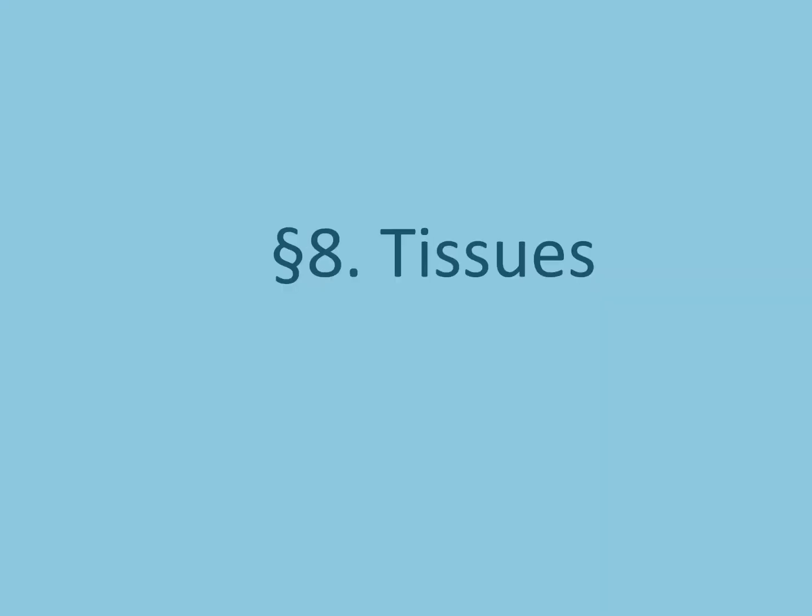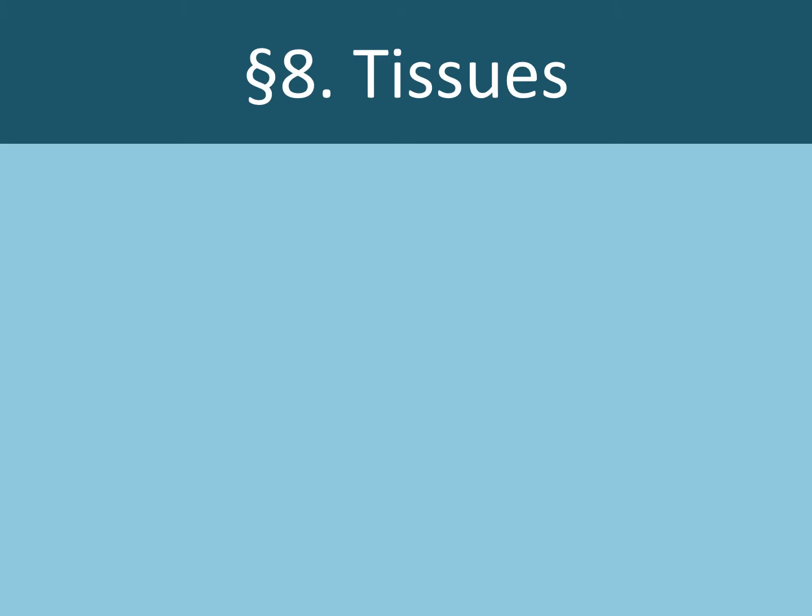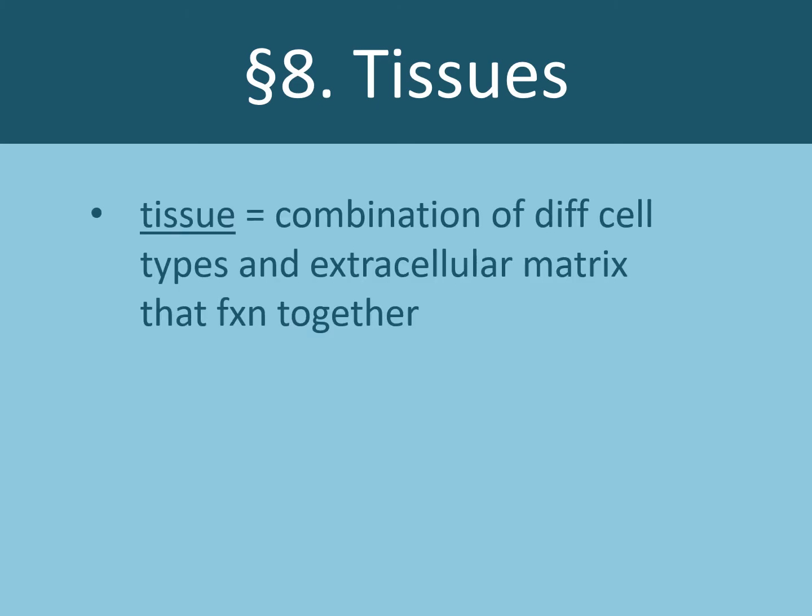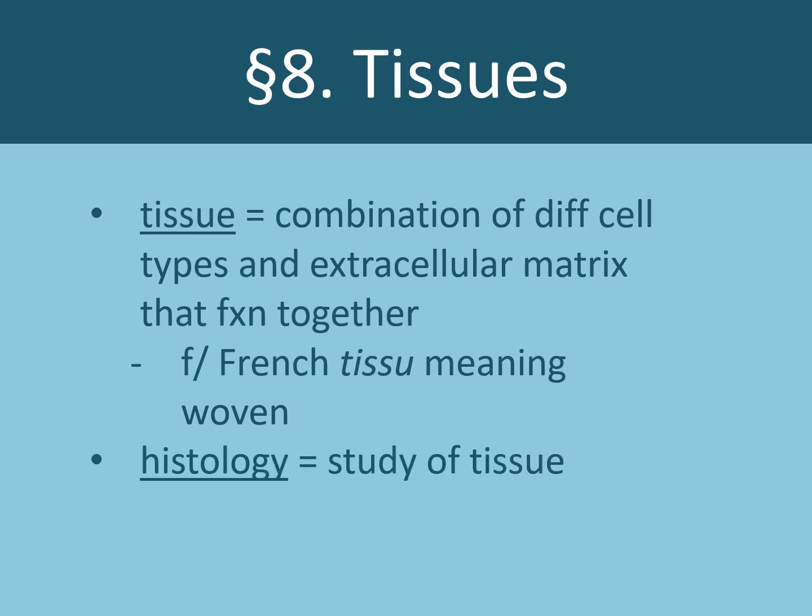Section 8, the tissues. A tissue is a combination of different cell types and extracellular matrix that function and work together. The word tissue in English comes from the French word for woven. The study of tissues is called histology, and this comes from the Greek histos, meaning web.